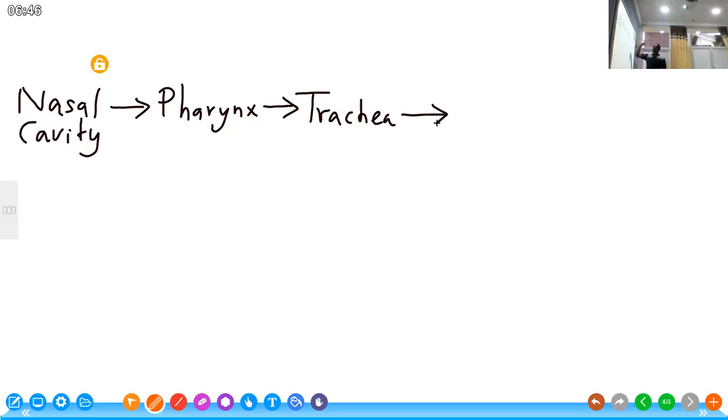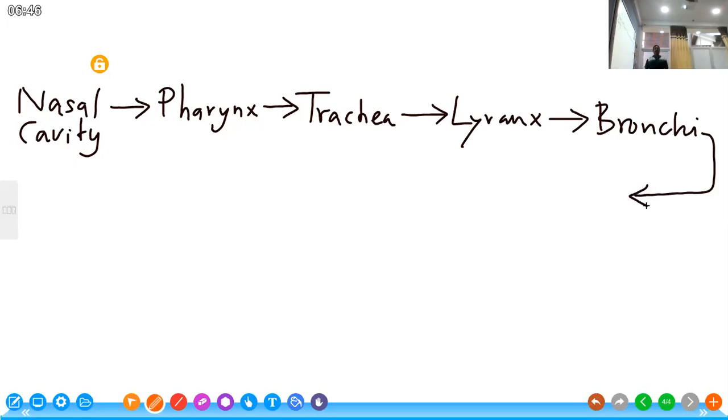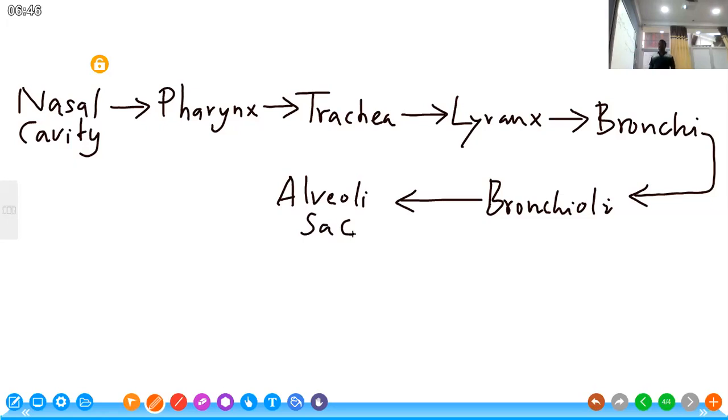Inside the trachea, the sound box, the larynx, is there. Then the trachea branches into two bronchi. The bronchi further branch into bronchioles. Then the bronchioles open to the alveoli sac. The alveoli sac is located in the lungs. So this is the flow of air during the inspiration process.